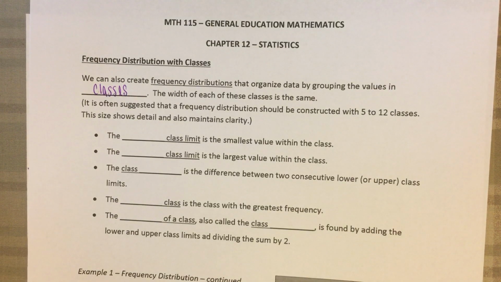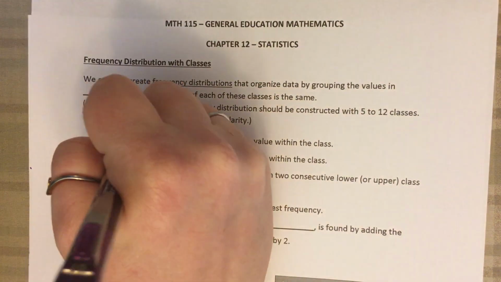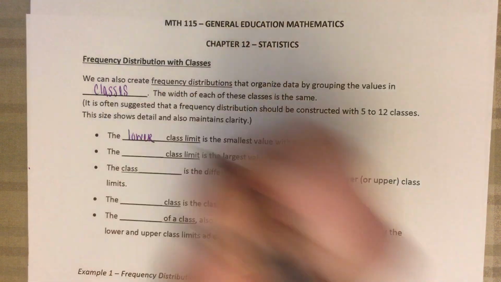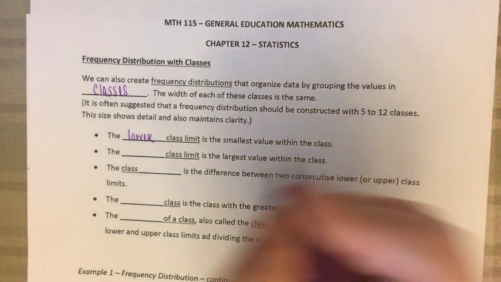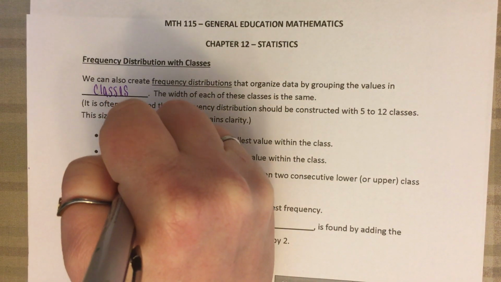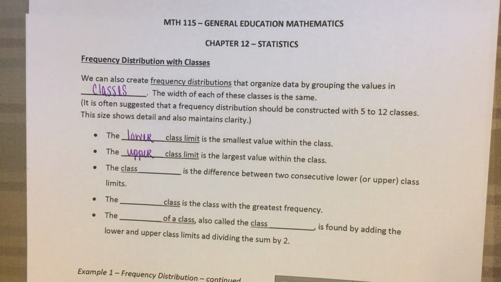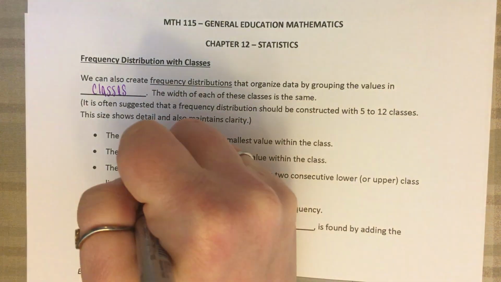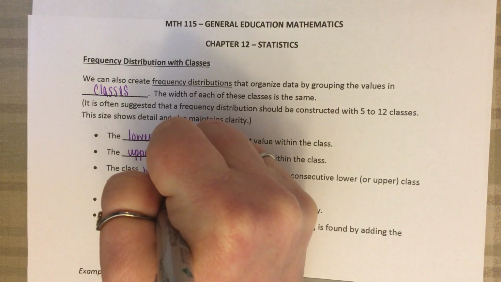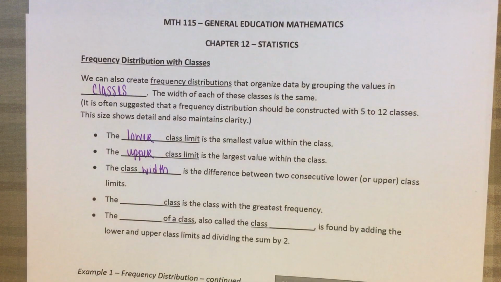Our lower class limit is the smallest value within the class. Our upper class limit is then the largest value within our class. The class width is the difference between 2 consecutive lower or upper class limits. This is how big of a group we have. This is how big our class is.